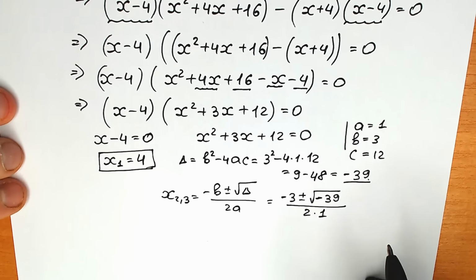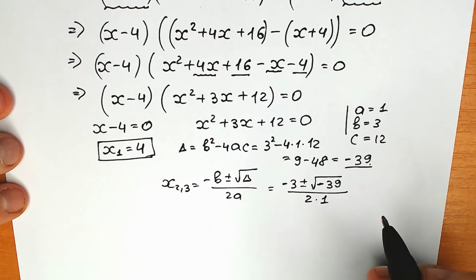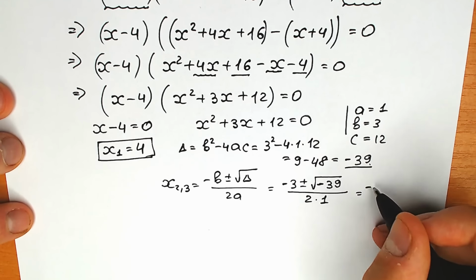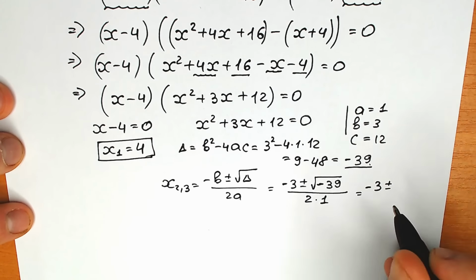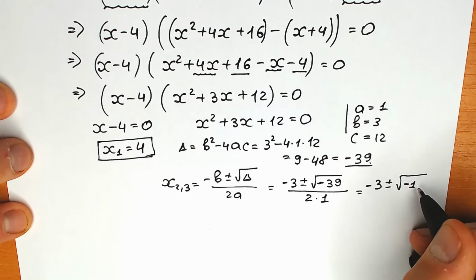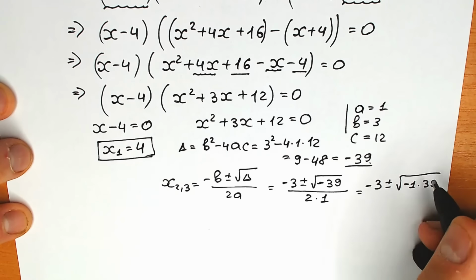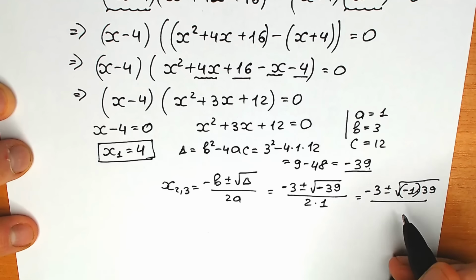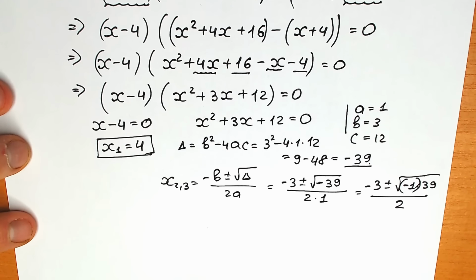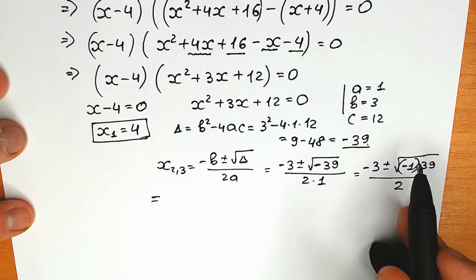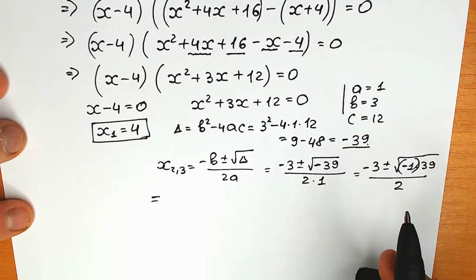Let's simplify this a little bit, because we need to find our expression with i. Okay, so we have minus 3 plus minus. Instead of this minus 39, let's write a product, minus 1 times 39. We can write it as a product and divide it by 2 times 1 equal to 2. The next thing we're going to do, we can easily split this square root. We can write it as square root of minus 1 times square root of 39.